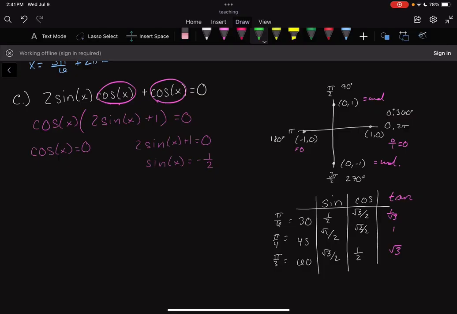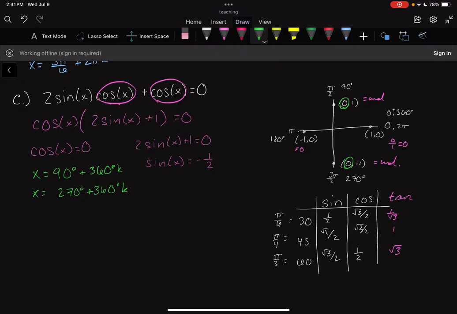So cosine x equals 0, that's happening in two spots. Pi over 2 and 3 pi over 2, or 90 and 270. Remember, cosine always goes with the x part of the coordinate. So this is going to be x equals 90 degrees plus 360k. I almost wrote 2 pi. And then x equals 270 plus 360k. You want to make sure if you're in degrees, you write everything in degrees.